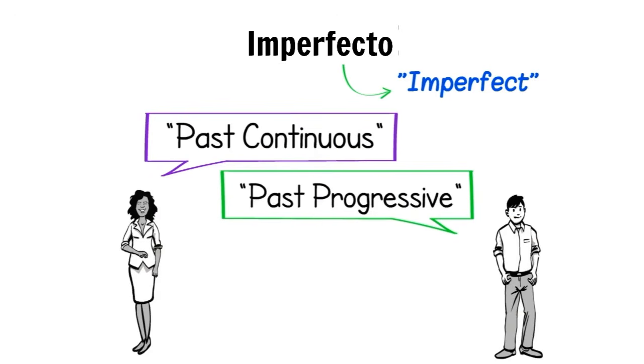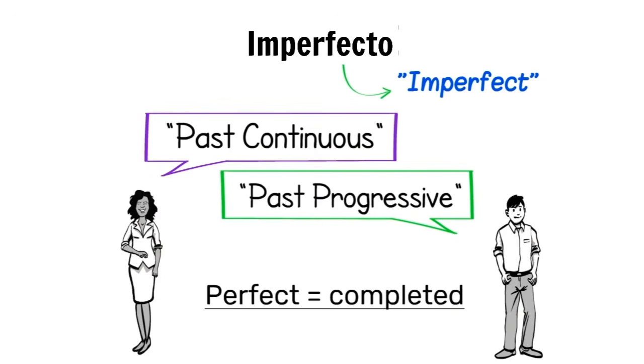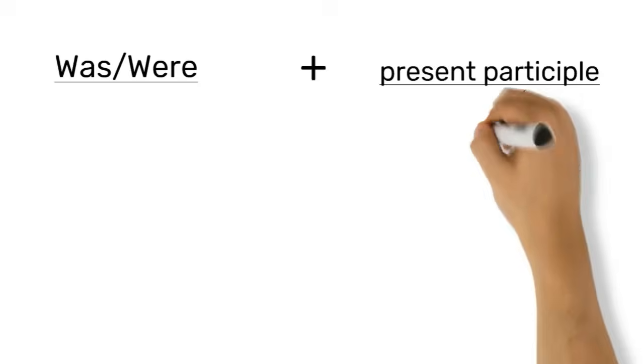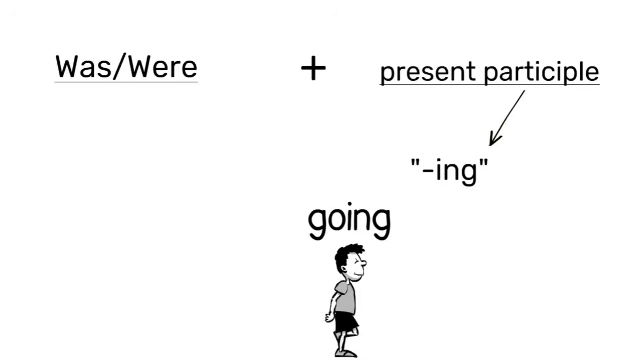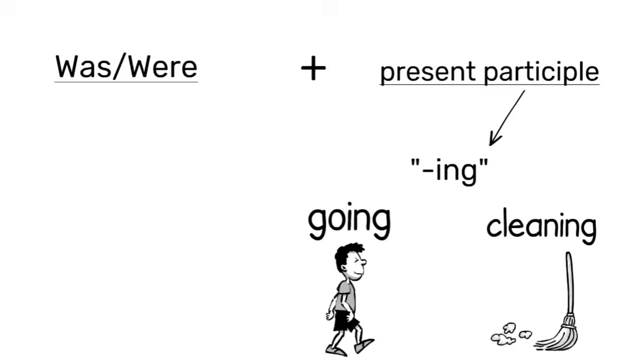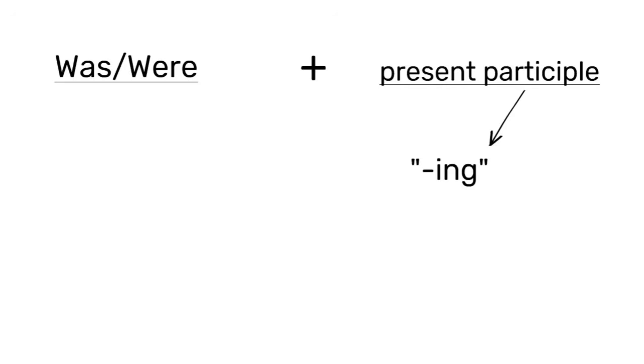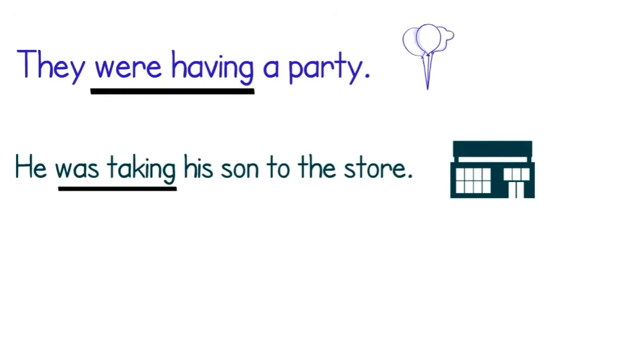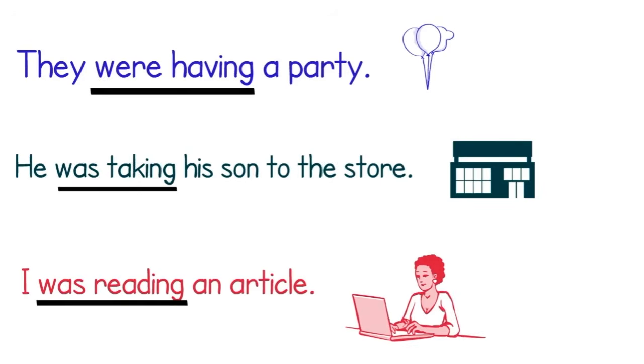Long story short, for verbs, think of perfect as completed, so the imperfect tense is for actions that are not obviously completed. In English, this usually appears as a was, were, and present participle formation. If you forgot, the present participle is the ing form of a verb, like going or cleaning. So the imperfect in English might be, they were having a party. He was taking his son to the store. I was reading an article. Notice that these actions are continuous. There's no way to tell exactly when they started or stopped.